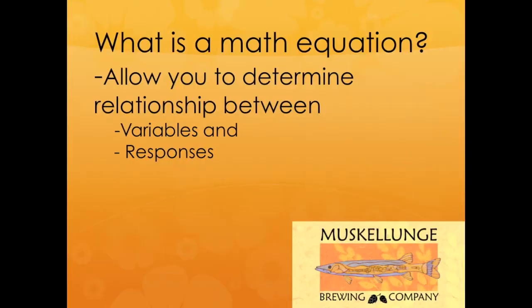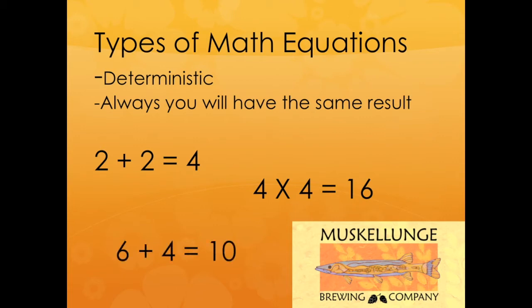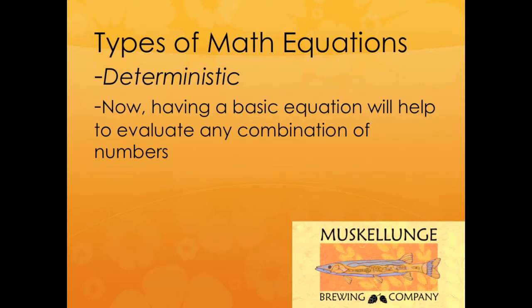A mathematical equation is a way to determine the relationship between variables and a response of interest. There are mathematical equations that are deterministic, meaning that no matter the combination of numbers and the corresponding mathematical operator, you will get the same results all the time, such as 2 plus 2 is 4, 4 times 4 is 16, and 6 plus 4 is 10. Now, this led to a basic mathematical equation that allows you to predict in advance the result without the need to write it down on a piece of paper, such as A plus B equals C.